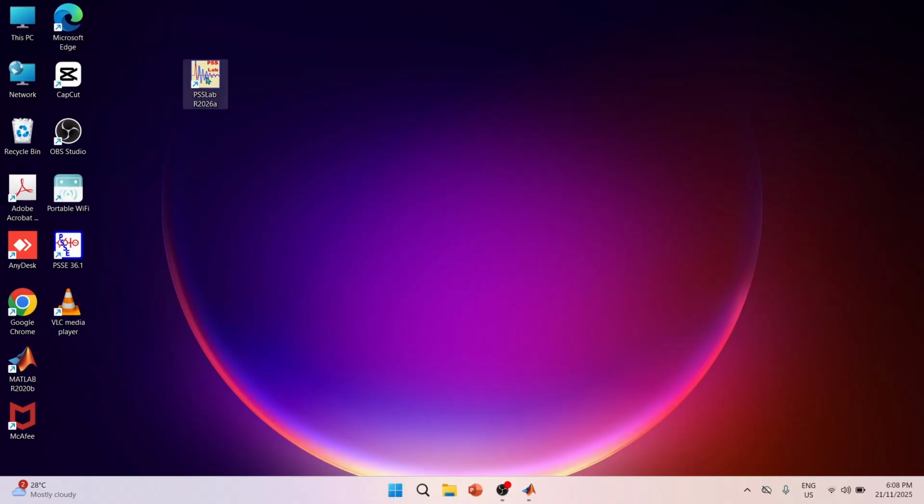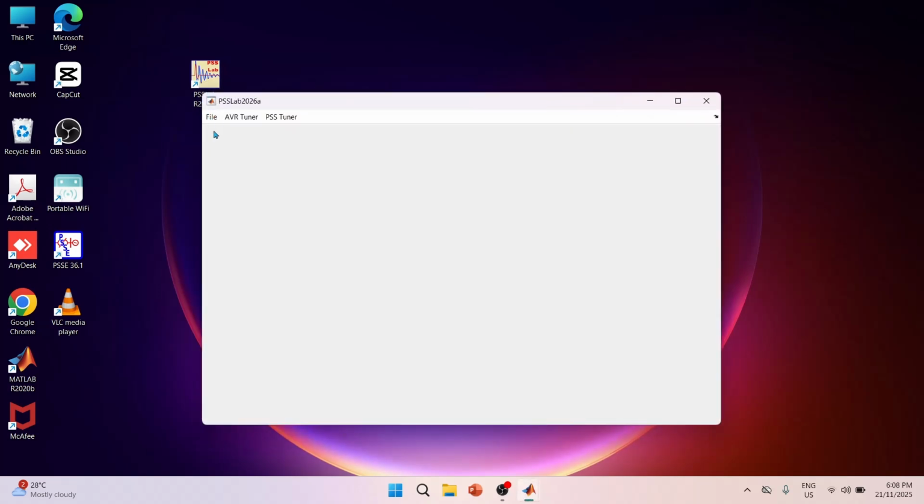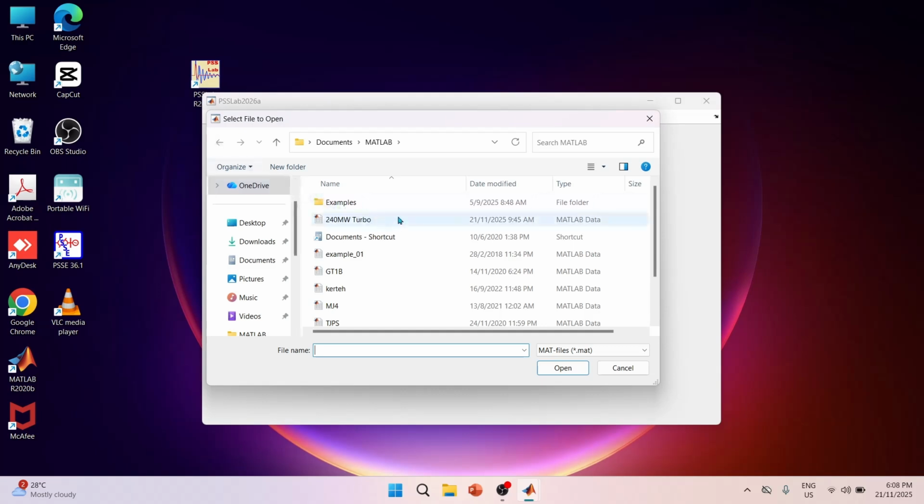After a double click on the PSSLab icon, an initial form appears on the screen with menu items file, AVR tuner and PSS tuner. From the menu item file, I will now open a project whose parameters were previously saved under the file name 240 MW turbo.